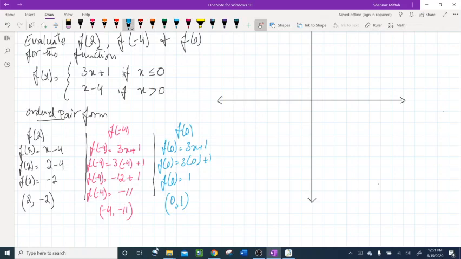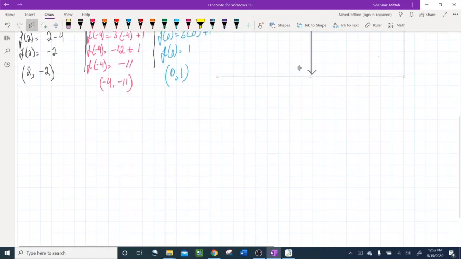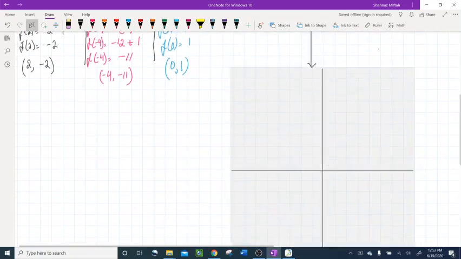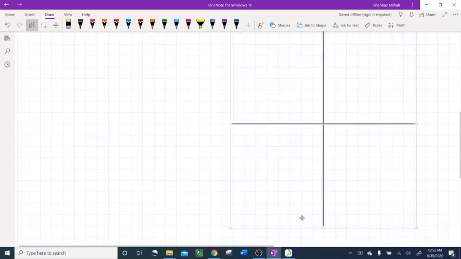These are the ordered pairs for this. Now, let's do another question where we're supposed to graph the piecewise function. We're going to graph each piece separately. So let's try that one. I'm going to move this down here because this is where I need it.